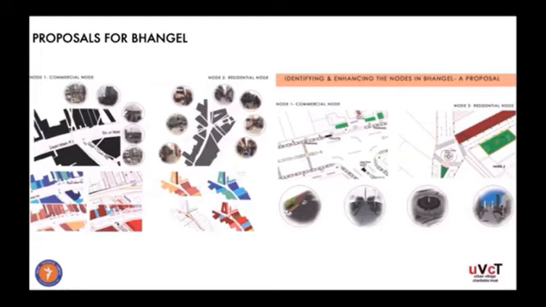First is the commercial node. This was chosen as it consists of the two important and main roads of Bhangel, Dadri and Gheja Road, which carry the main vehicular flow of the town. This node has the complete potential to give Bhangel an identity and a strong character.